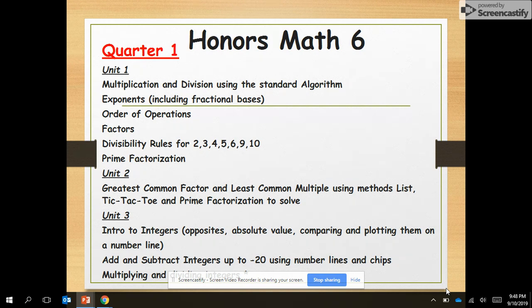In Unit 3, we introduce integers, talking about opposites, absolute value, comparing and plotting them on a number line. We talk about adding and subtracting integers up to -20 using number lines and chips. And then we take it up a notch by multiplying and dividing integers as well.